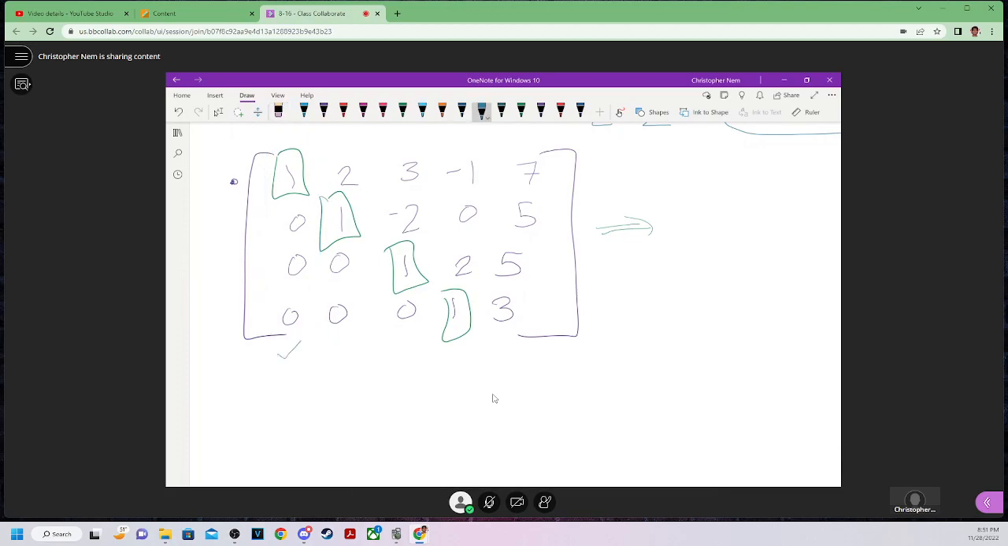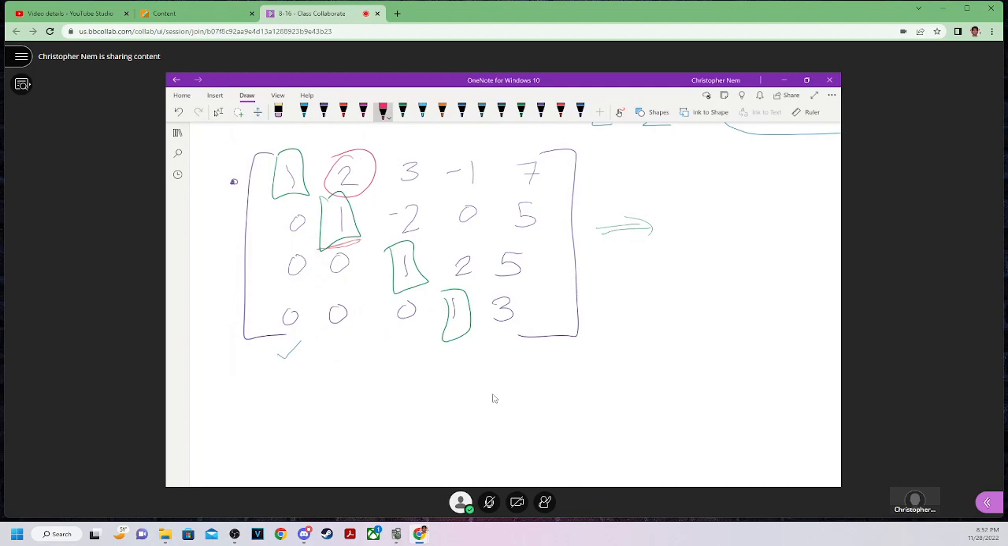Boom, this is clear. The second one with the leading entry, above it is a 2. I need to get rid of that guy right here. And the way we can get rid of that, it's in the second entry or second column. So I'm going to use the leading entry for the second column.